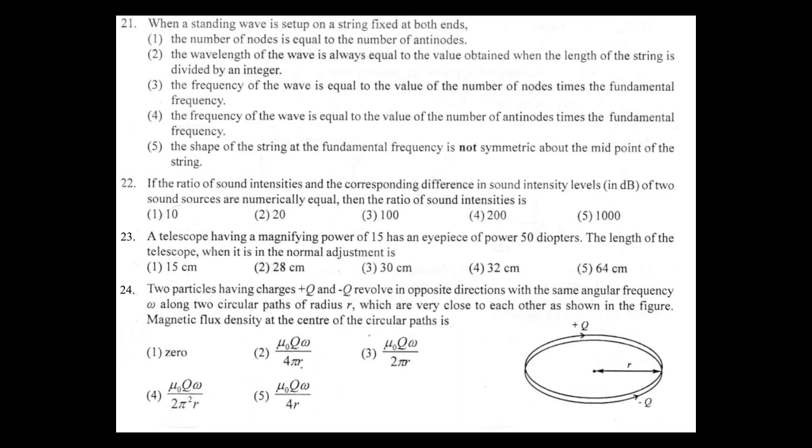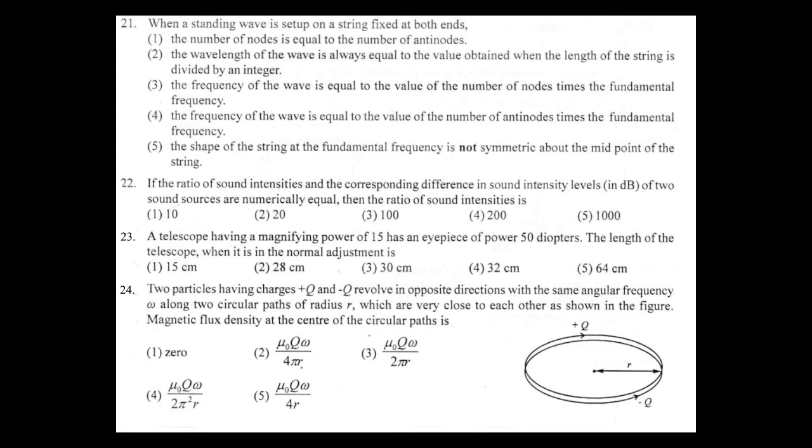Question number 23. A telescope's magnifying power is given, and the power of the eyepiece is also given. The question is to find the length of the telescope when it is in normal adjustment. When a telescope is in its normal adjustment, its length is equal to FO plus FE. FO is the focal length of the objective lens and FE is the focal length of the eyepiece. Now here the power of the eyepiece is given, so we can find the focal length of the eyepiece.